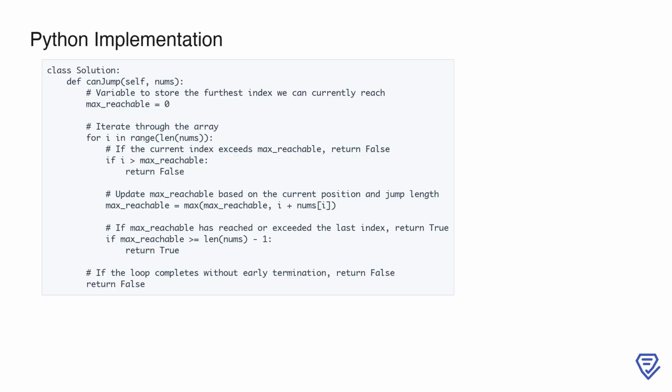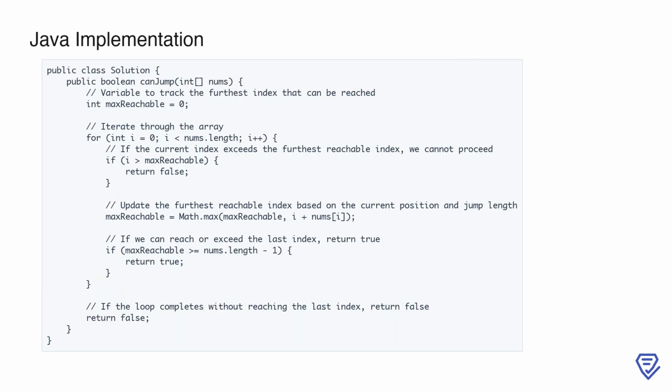This is the Java implementation of the jump game problem, LeetCode number 55, which follows the same logic as the Python version. The solution uses a greedy approach to track the furthest reachable index, max reachable, while iterating through the array. It checks if the current index is reachable, updating the maximum reach at each step. If the maximum reach exceeds or equals the target index, the function returns true, otherwise, false. Key differences include Java's type declarations, absence of Python's built-in methods, and the use of Math.max instead of Python's max.